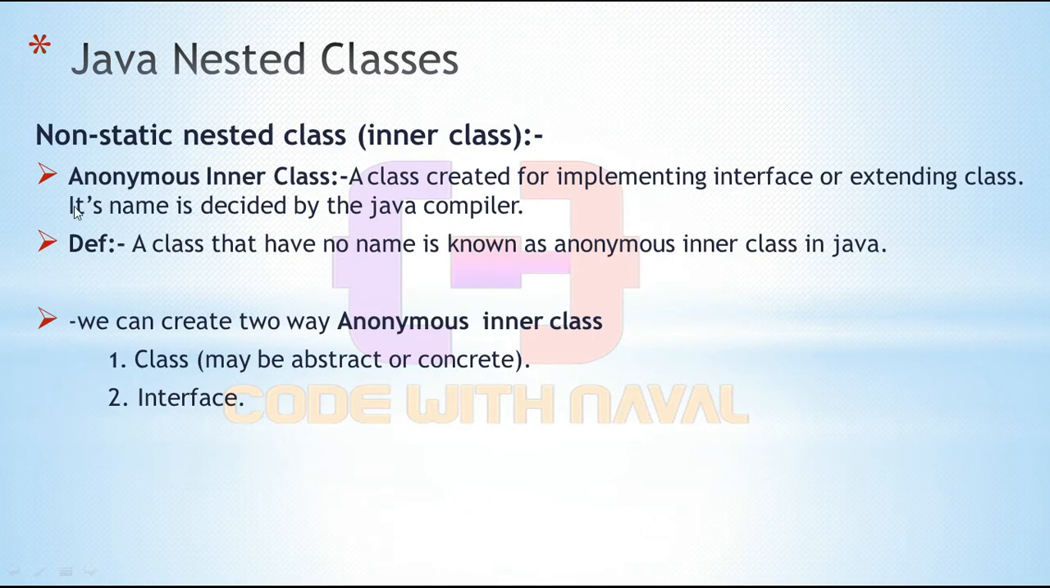Next we have the anonymous inner class, a class created for implementing an interface or extending a class. Its name is decided by the compiler; we can't decide the name of an anonymous inner class. A class that has no name is called an anonymous inner class; we can't define that class name. We can create an anonymous inner class in two ways: the class may be abstract or concrete, and we can also use an interface.